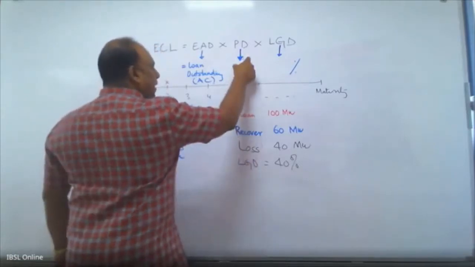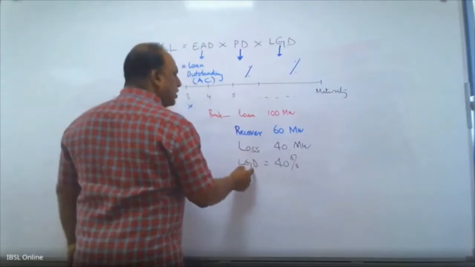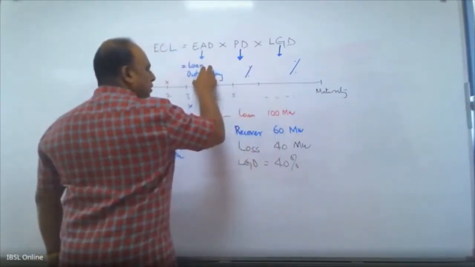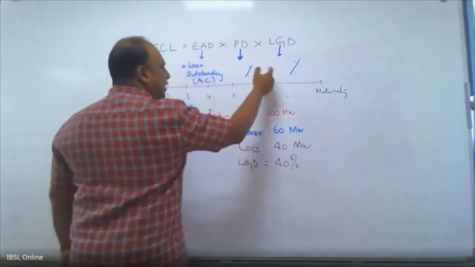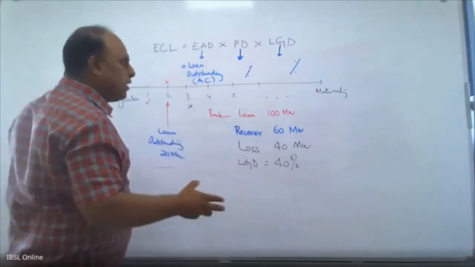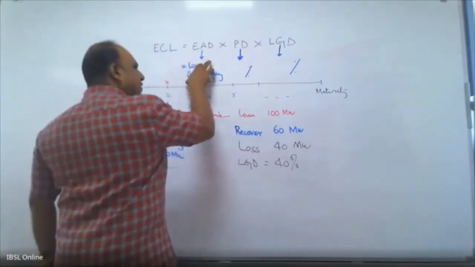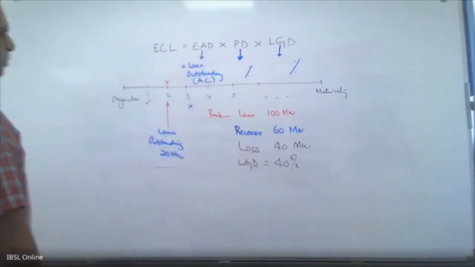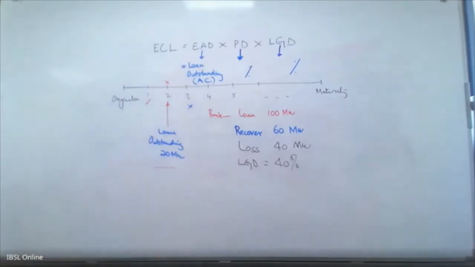So probability of default, I have a percentage. Loss given default, I have a percentage. And here I have the amount. So what happens when you multiply by percentage? What we are looking at as impairment is actually a percentage of this. Okay. So basically that is what expected credit loss means. So I would appreciate if you can take down this just for your understanding.